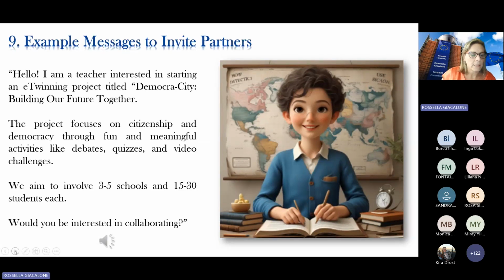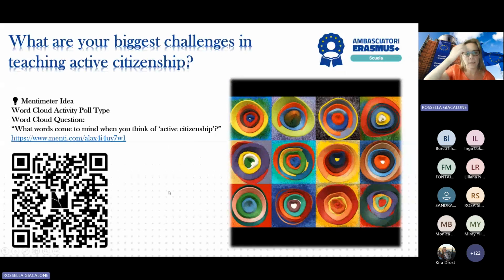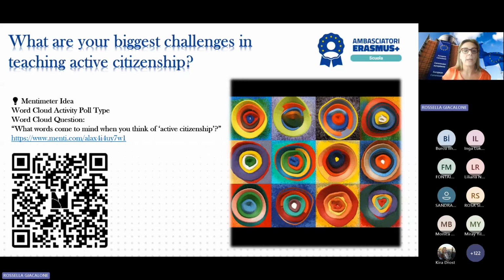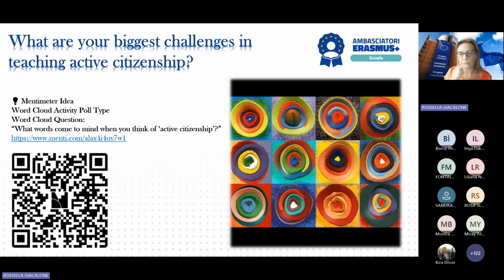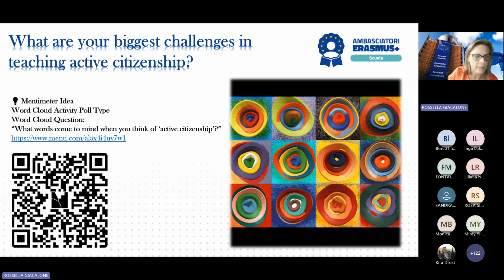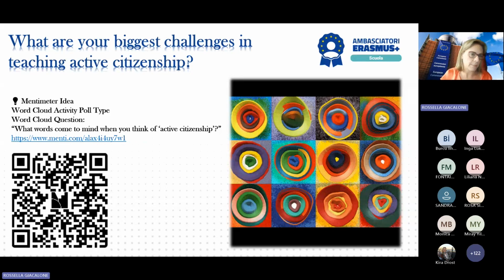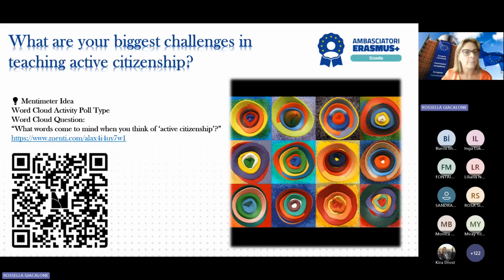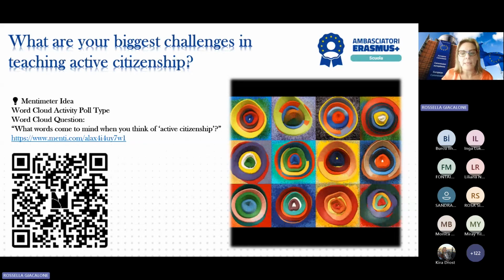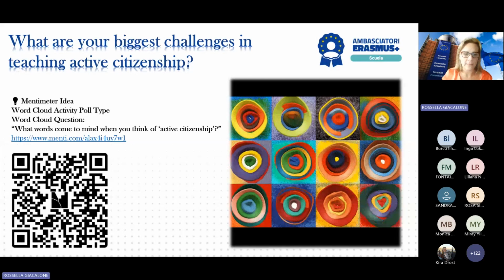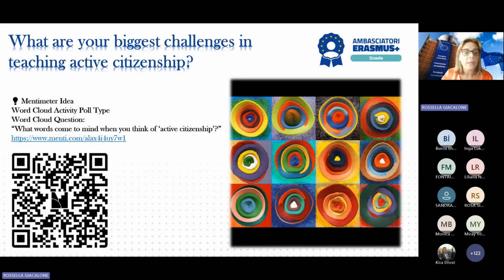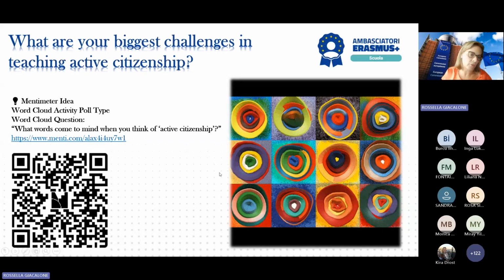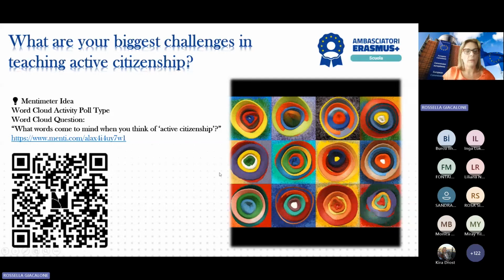I have realized even a Mentimeter that we can use. For example, what are your biggest challenges in teaching active citizenship? If you see the image, it is a Mentimeter idea, you can create this word cloud activity. And you can see, I don't know if you have just used Mentimeter, what words come to mind when you think on active citizenship? I can put this just some seconds in order to write something.